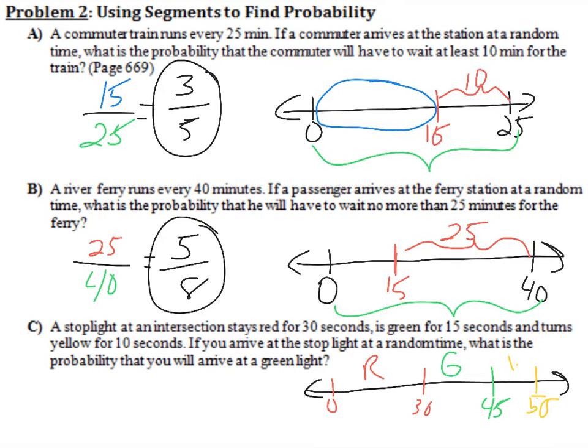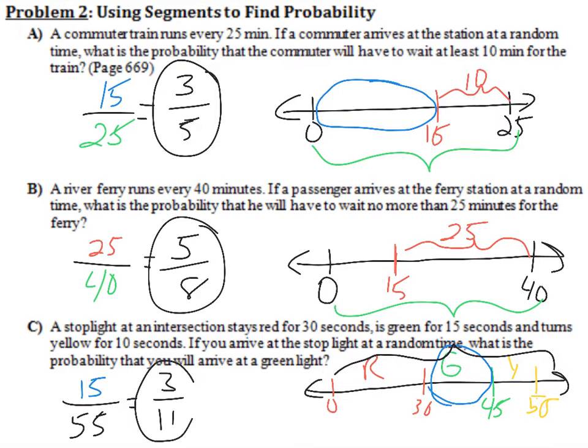So now when they want the probability that you will arrive at a green light, well, green is in this group right here, between 30 and 45. That is a distance of 15. On the bottom goes the total. I've got from 0 all the way to 55 here, so it'll be 15 over 55. Again, I need to simplify that down if I can. I can take a 5 out of both, giving me the probability that I arrive at a green light is 3 out of 11.